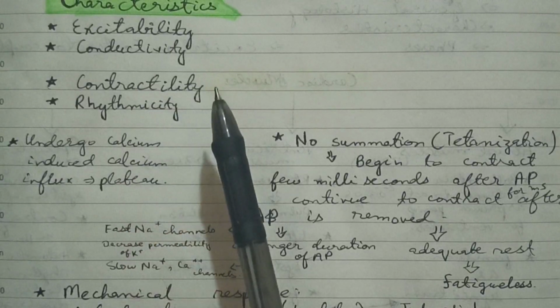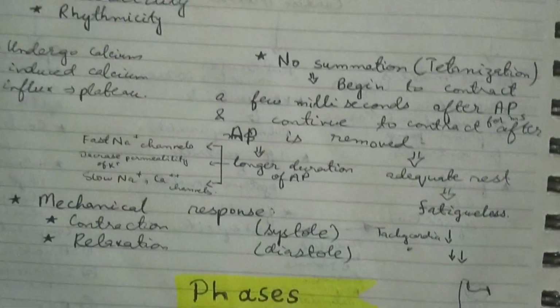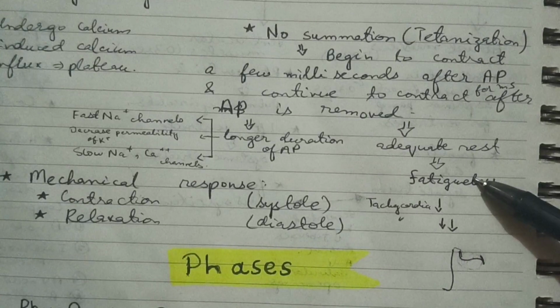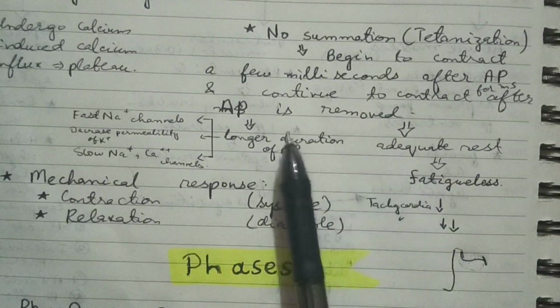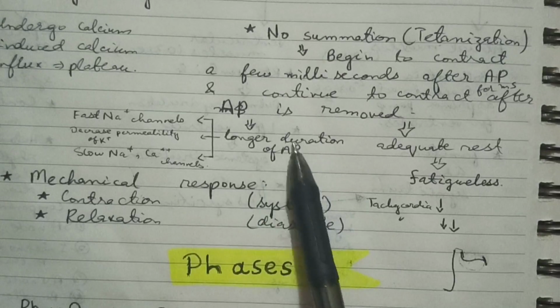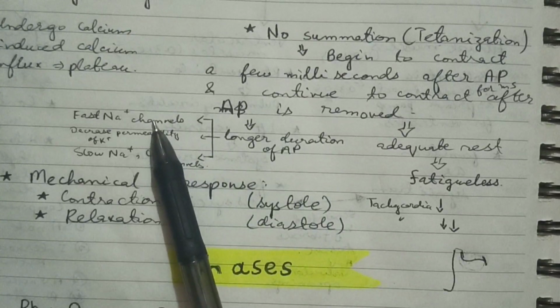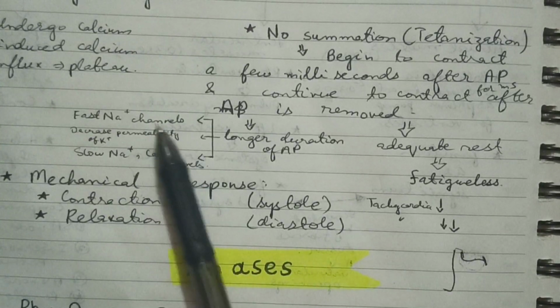Okay, now coming towards another property which is known as fatiguelessness. I have told you before that the cardiac muscles will be fatigueless, and there are two contributing factors. The cardiac muscles are fatigueless due to longer duration of action, and the longer duration of action is due to two reasons. One is the fast sodium channels or the slow sodium calcium channels.